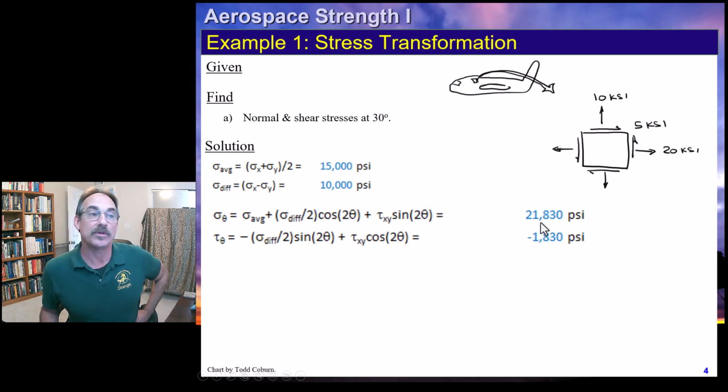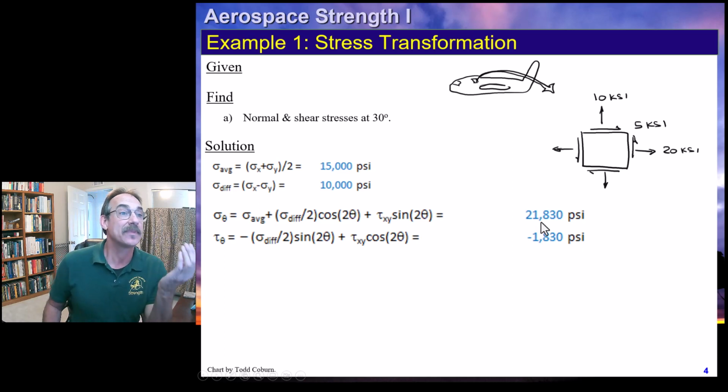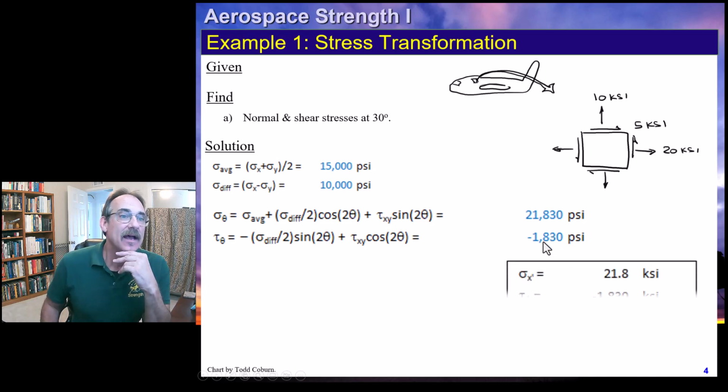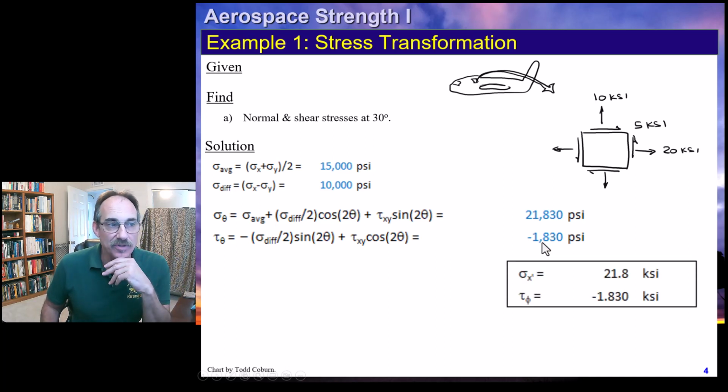You'll notice the normal stress went up. On the x face we had a 20,000 psi stress, and now we have almost 22,000 psi on this new face. Our shear stress dropped from 5,000 to minus 1830. It switched sign there, okay? So that's how we implement this. Now let's take a look at another example, and we can write our results like this.